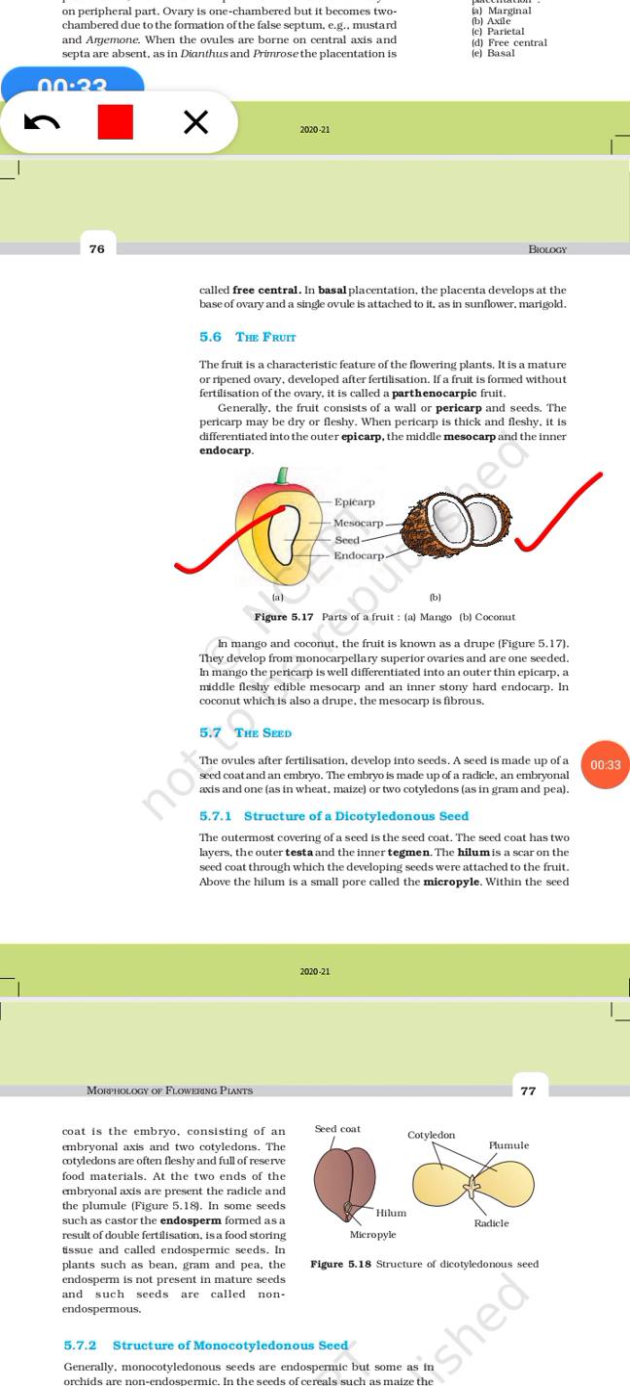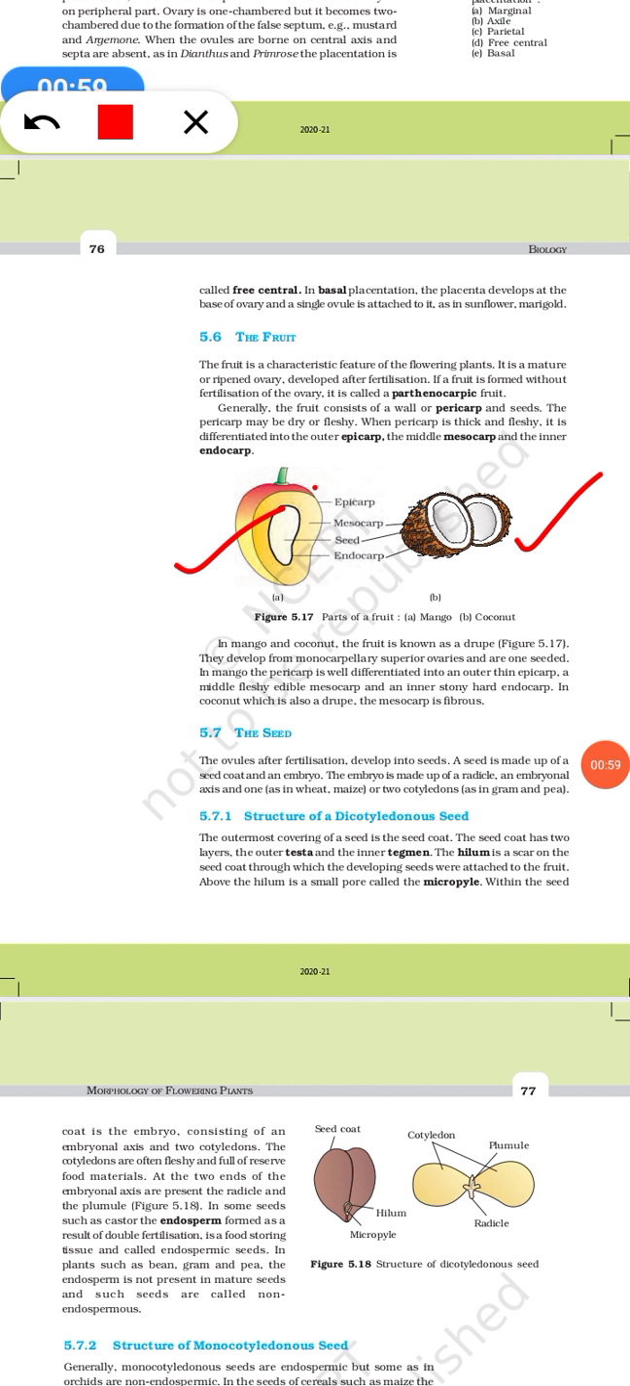Now it is differentiated into epicarp, which is the outside, the middle layer is the mesocarp, and the inner layer is the endocarp. In mango and coconut, we have the fruit which is known as a drupe. The mango forms from a monocarpellary, superior ovary, and is one-seeded. So this is the superior ovary which is there.